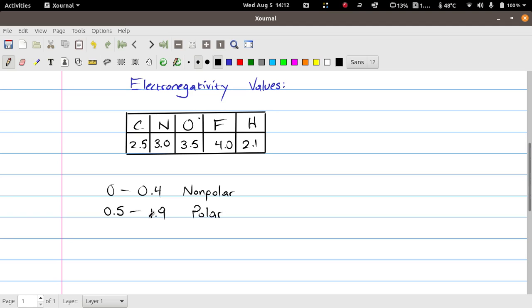And this can vary to 1.7. It just depends on what you're looking at, but this is what I was taught. And then greater than 1.9 is ionic. That means that it was such a big difference that the electron was stripped away. Usually you're going to see this between a metal and a non-metal, more likely than not.